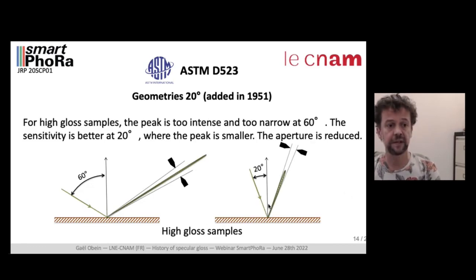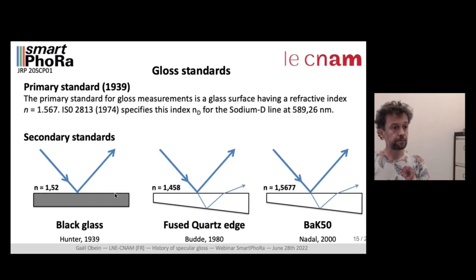That's why they developed this, and they did exactly the opposite for very high gloss surfaces. There it's better because the peak is very sharp, so it's better to try to enlarge the peak, and you get that if you decrease the zenithal angle. These are the 20 degree geometries that were added during that revision. And we are still there: in terms of geometry and apertures, nothing has changed since 51.